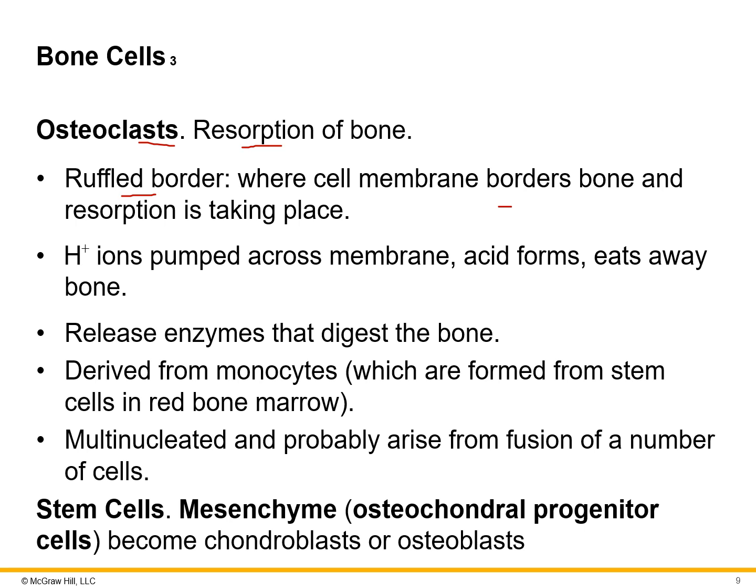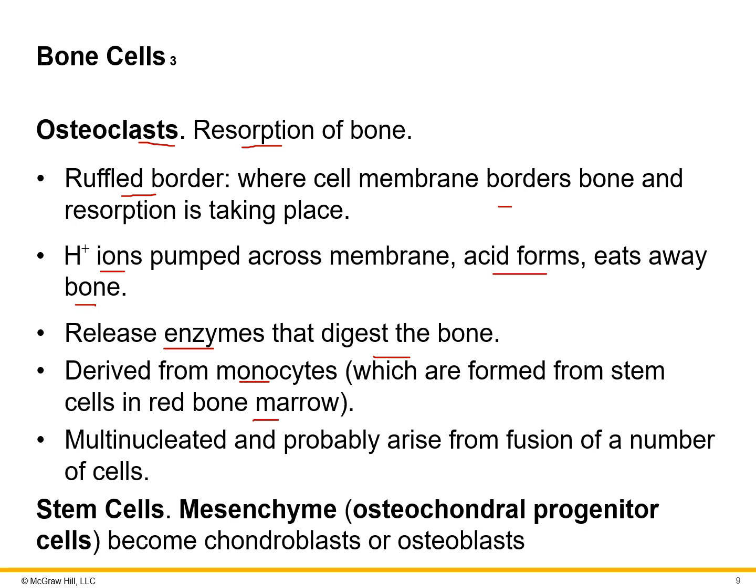What's also happening here is that hydrogen ions get pumped across. Hydrogen ions are associated with acid production, and acids typically break down or deteriorate things, and that's exactly what happens. It eats away at the bone based on those hydrogen ions. Enzymes also get released along with the hydrogen ions that digest and break down the pieces being released. They're derived from monocytes, which are part of our immune system, and those are formed by the cells in our red bone marrow.